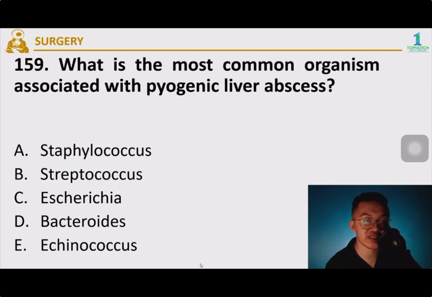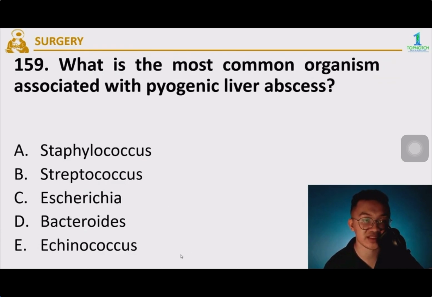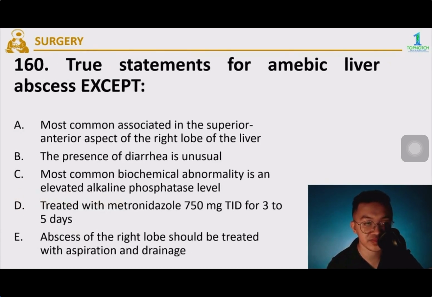159, what is the most common organism associated with pyogenic liver abscess? For pyogenic liver abscess, the most common are your coliform bacteria found in your colon. Again, it's your Escherichia coli, followed by S. faecalis, Klebsiella, and Proteus vulgaris. Your pyogenic liver abscesses are usually found in the right lobe of the liver, and they are actually the most common liver abscesses. So for 159, it's your Escherichia.